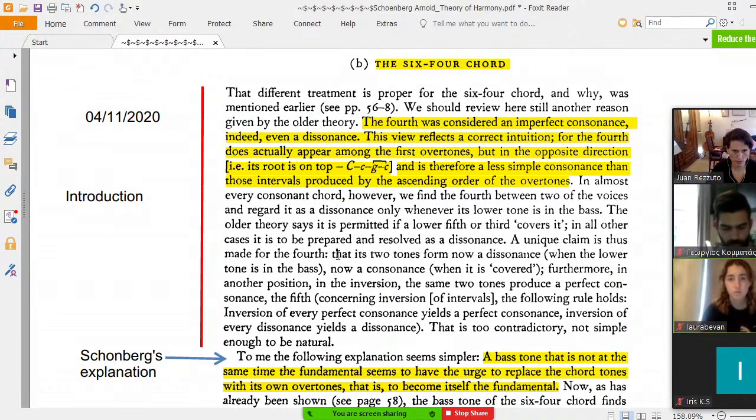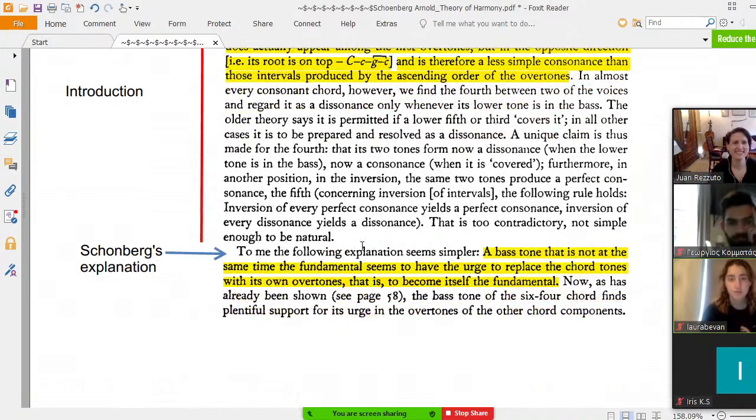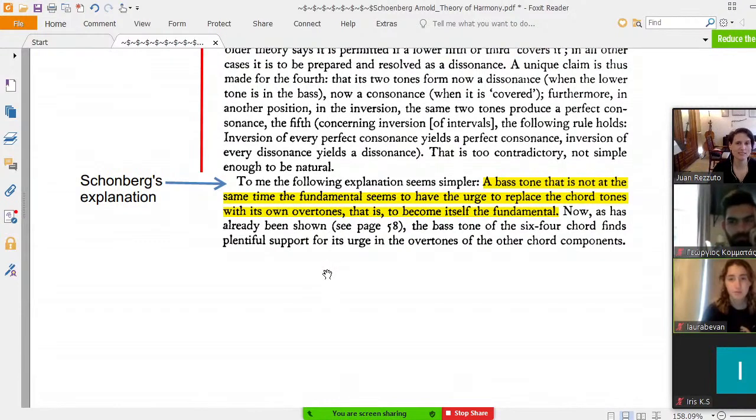The fifth. Concerning inversion of intervals, the following rule holds. Inversion of every perfect consonant yields a perfect consonant. Inversion of every dissonance yields a dissonance. That is too contradictory, not simple enough to be natural. This is a rule from the treatises of harmony. Now he's going to enlighten us with some explanation about why he considers this.